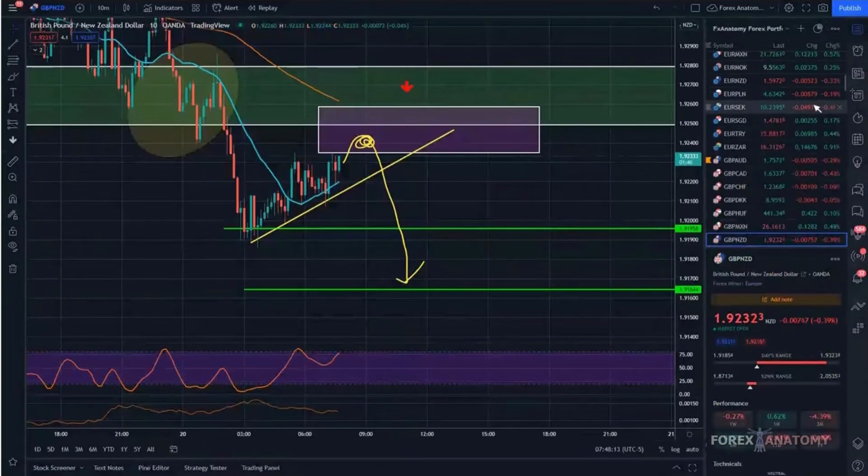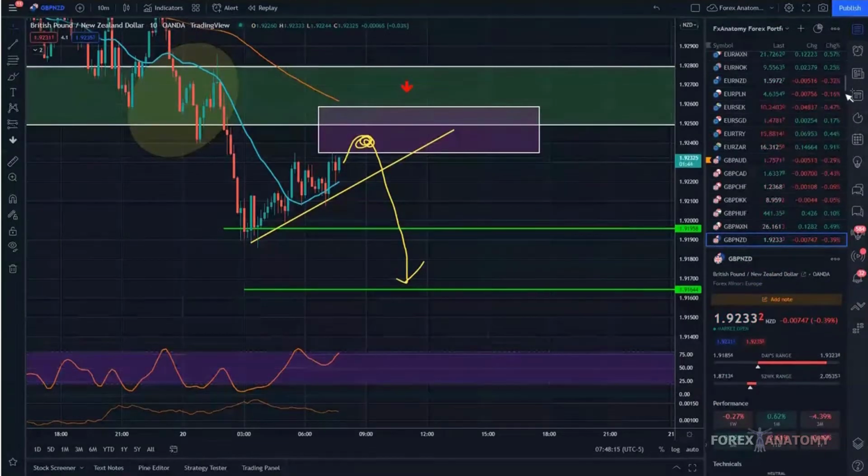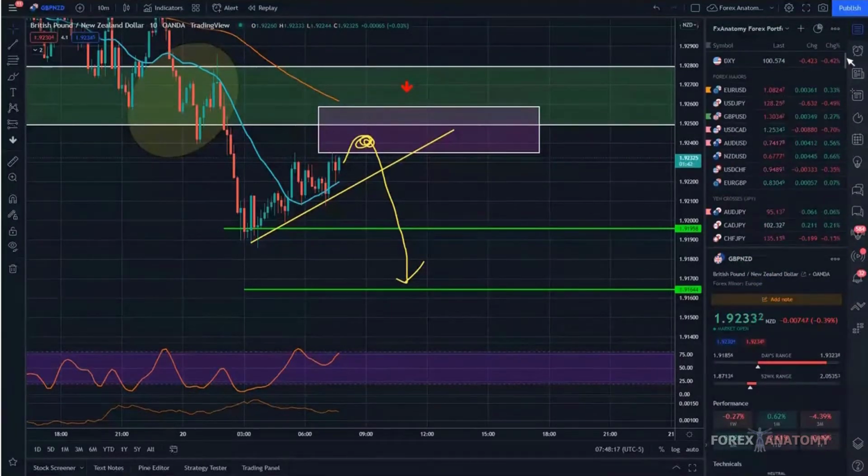Melvin, you have something you want to share? No, I think it hit our zone for the QUSD, the zone we were looking at. But okay, we'll come back to that later. All right. We'll come back to that in a little bit.